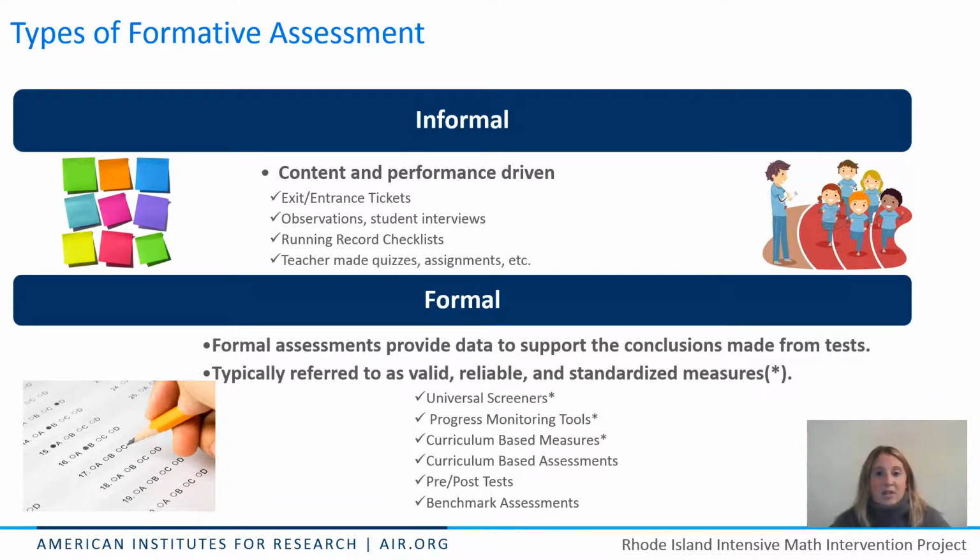Compared to the informal assessment, these are often teacher-made: exit slips, observations, interviews, running records, quizzes, and so forth. These help to determine on a day-to-day, quick, informal basis how students are responding to instruction.